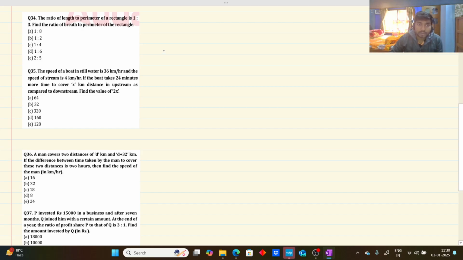The ratio of the length to perimeter of a rectangle is 1 is to 3. So if this is my rectangle, perimeter is 3 units and length is 1 unit. If 2 units are consumed in my length, then the breadth has to be half unit for the total perimeter to be 3 units. Now we have to find the ratio of breadth to perimeter. Breadth half to perimeter 3 units, that is 1 by 6, that is 1 is to 6.